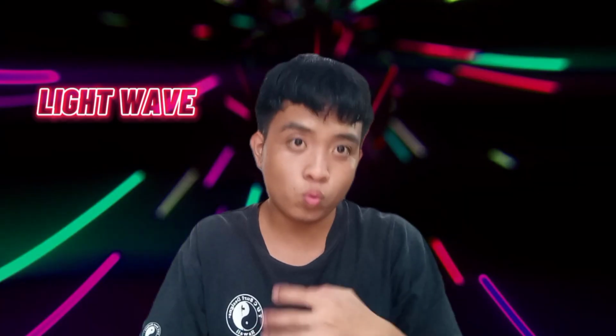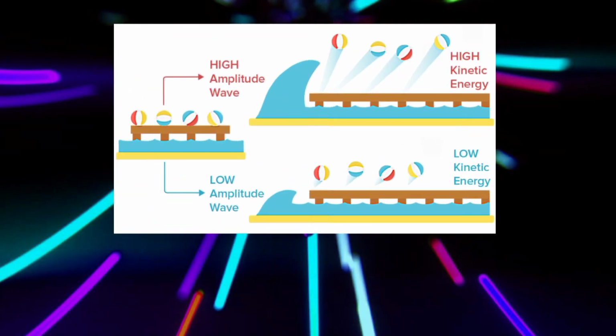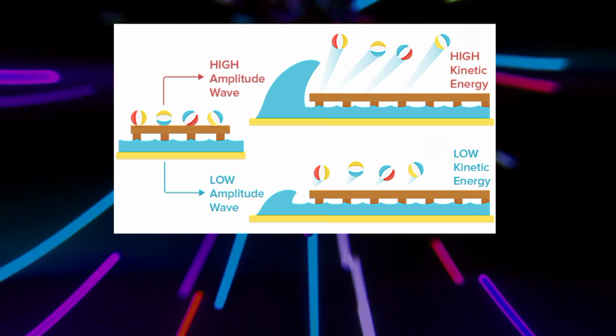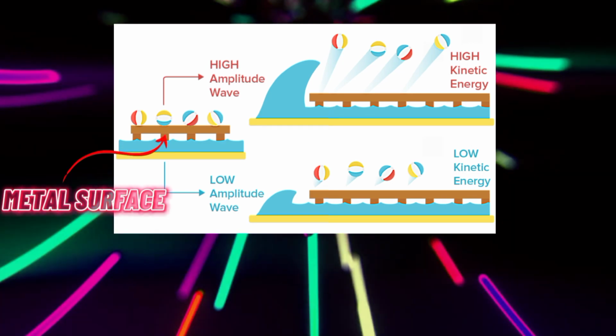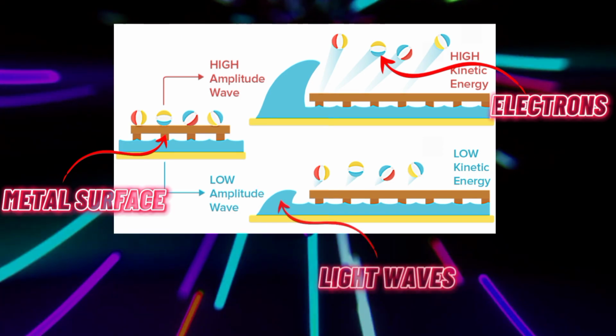To help us understand why they made these predictions, we can compare a light wave to a water wave. Imagine some beach balls sitting on a dock that extends out into the ocean. The dock represents a metal surface, the beach balls represent electrons, and the ocean waves represent light waves.